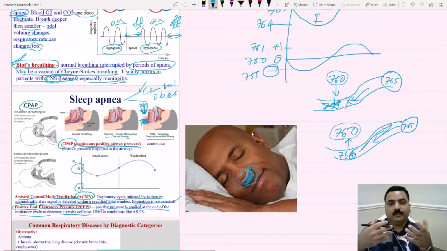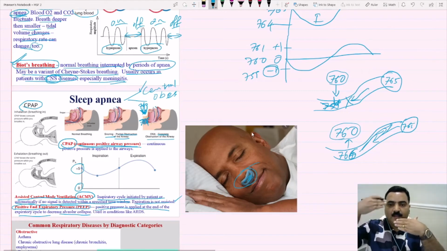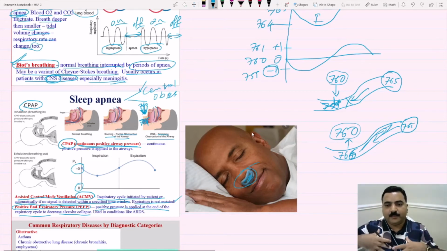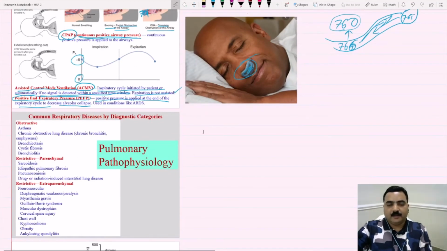You can also ask the patient to do pursed lip breathing. What happens in pursed lip breathing? You blow the air, keep it in the mouth, and it creates positive pressure, and then you try to expire slowly. Thus at the end of expiration there is a pressure which will prevent the collapse of the alveoli. That's the PEEP.